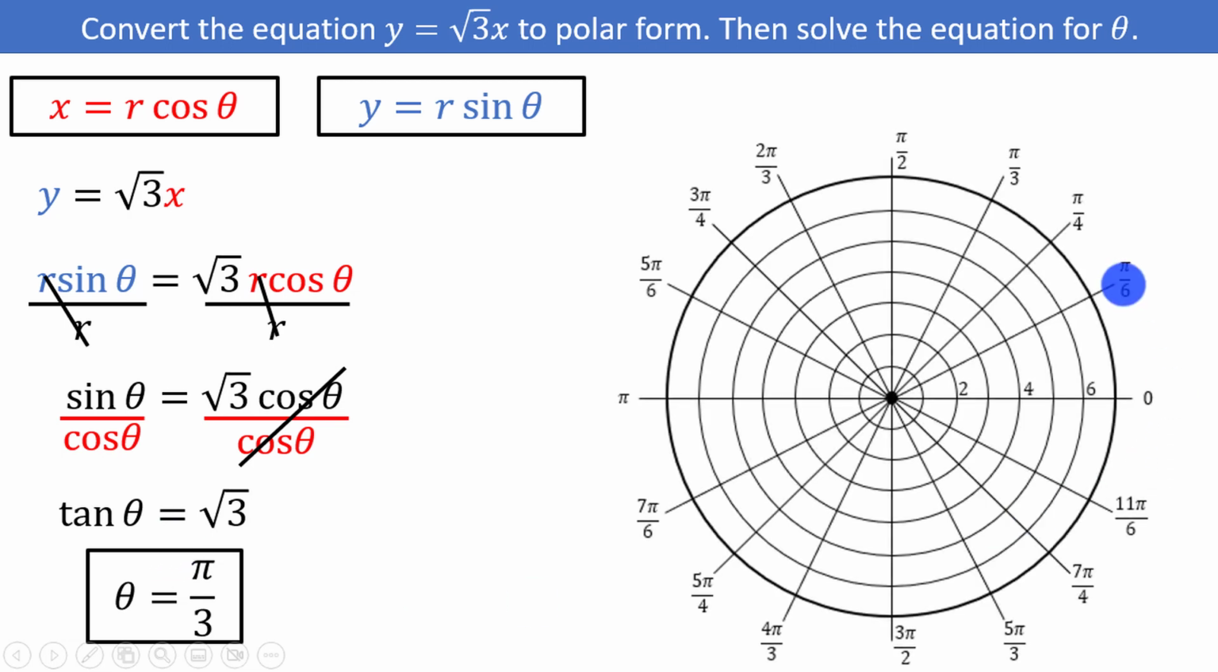We can graph this on a polar coordinate system. Theta equals pi over 3 is a straight line on the angle pi over 3. Once again, there is more than one possible solution. We could have also said that theta was equal to 4 pi over 3, or any angle that is coterminal with pi over 3 or 4 pi over 3.